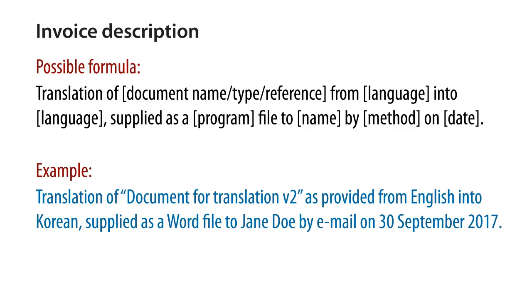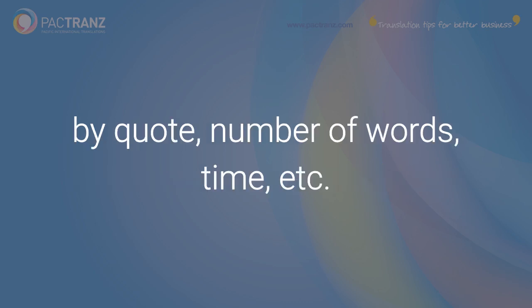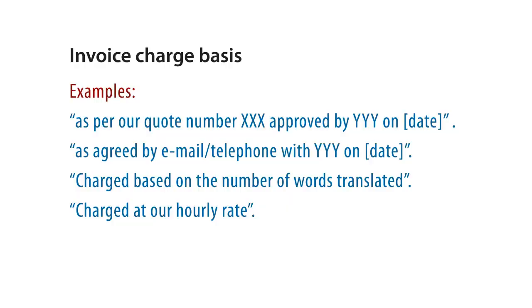This level of detail just makes it easier for clients to either immediately approve your invoice or chase things up internally if they can't. You also need to make it clear what your charge basis is, for example by quote, number of words, time, etc. Again, I favour spelling this out as it provides transparency, which is always a good thing, and again makes it dead easy for someone to follow things up in their organisation if need be.